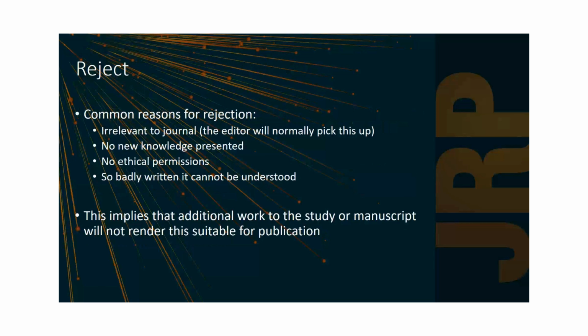The reject without encouraging a rewrite usually is because there's nothing new in it, or it's not relevant to our journal. And for both of those, commonly the editor will pick those up first. So it's relatively rare that you get something that's irrelevant to the journal. That's part of the editor's process. We can also have a reject because there's no ethical permissions. And in some cases, if it's so badly written that you can't actually tell what's going on in it, and that does happen occasionally, it has to be a reject because it'll need a complete rewrite, but we don't know whether the methods are good or not because we simply can't understand them.